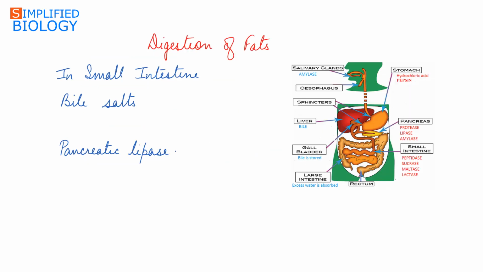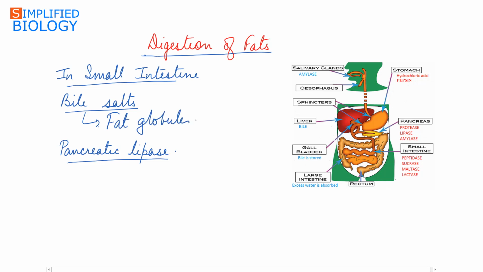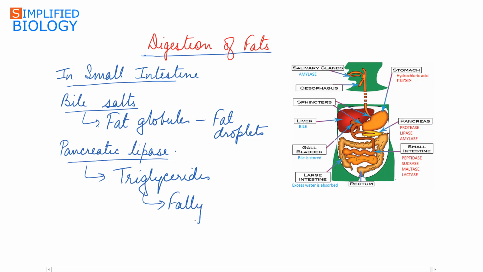Next is digestion of fats. Now digestion of fats occurs in the small intestine by the help of bile salts and pancreatic lipase. Now bile salts convert fat globules into fat droplets, while the pancreatic lipase converts triglycerides into fatty acid and glycerol.